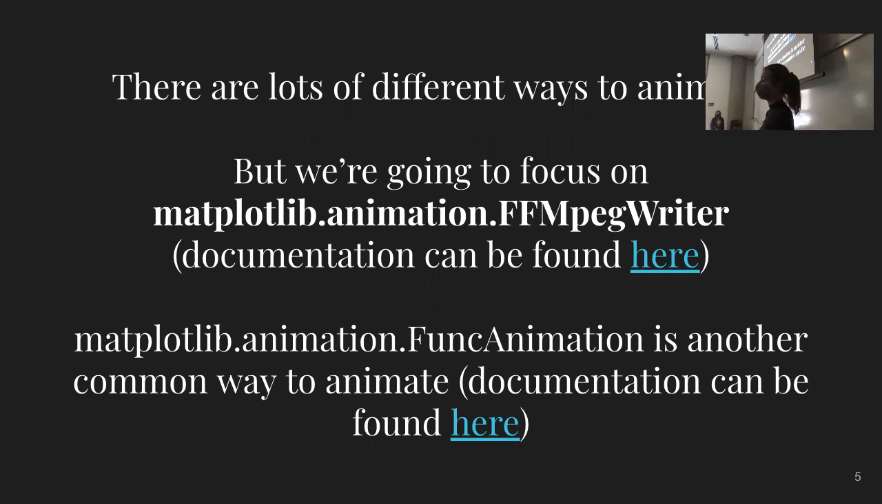Another common way of animating is matplotlib.animation.FuncAnimation. Emily and I aren't super familiar with animating this way. Again, we're more familiar with FFmpeg Writer. But if you want to do it that way, that's totally fine. There's a ton of documentation online, and we can help you a bit. You can just Google both of these things. The links to the documentation are on this slide. But we're going to be focusing on FFmpeg Writer for writing MP4s.